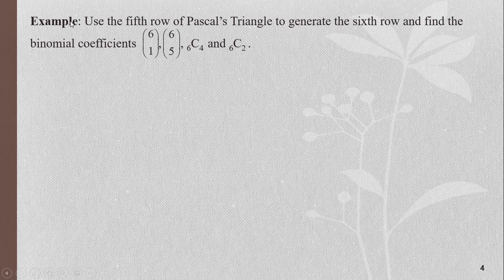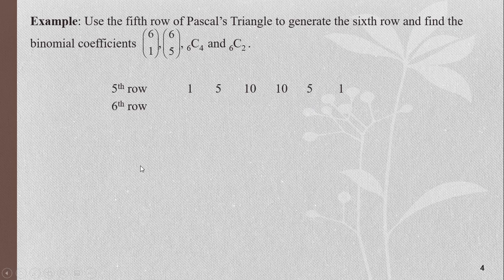So, examples: use the 5th row of Pascal's triangle to generate the 6th row and find the binomial coefficient. So that means the elements. The 6th row, element 1, or we could do it this way, 6th row, element 4. These are two different ways of writing the same thing. So from the previous slide, row 5 looks like this: 1, 5, 10, 10, 5, 1. You'll notice that it's symmetrical. It reads the same forward and backwards.